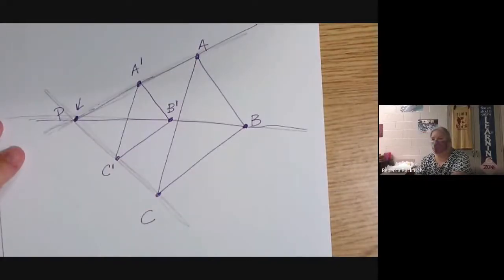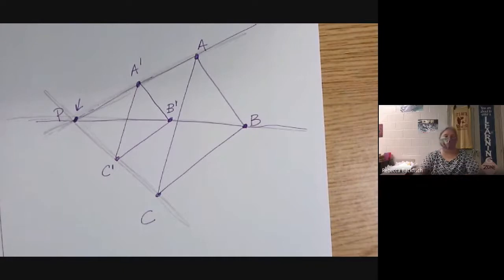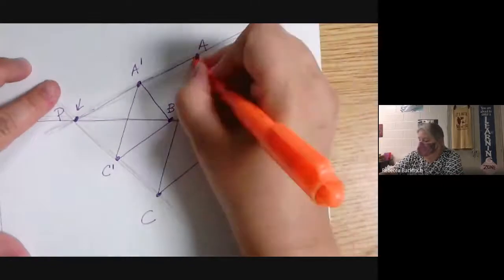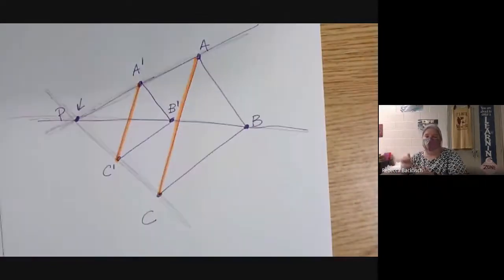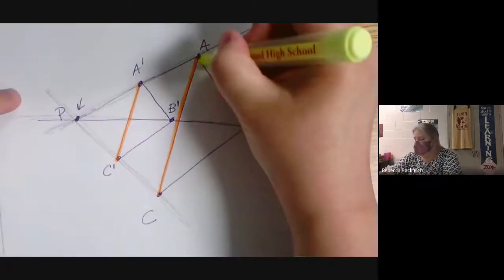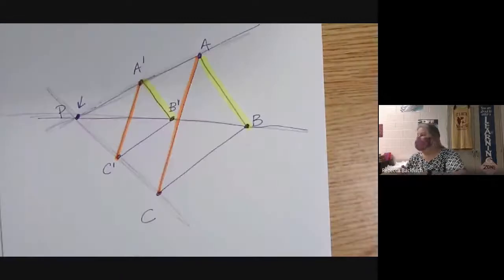All right, final thing I want to point out to you here is that every single segment will move in such a way that it is parallel to its pre-image or image. AC and A prime C prime, they're parallel. AB and A prime B prime, they're parallel. Anytime you do a dilation, the new segments are parallel to the old segments.